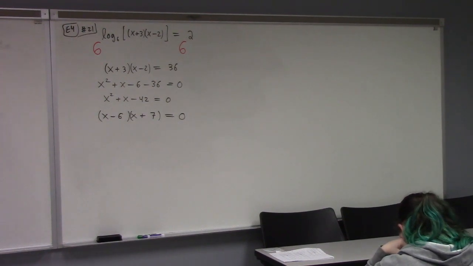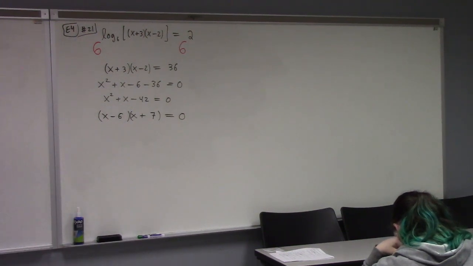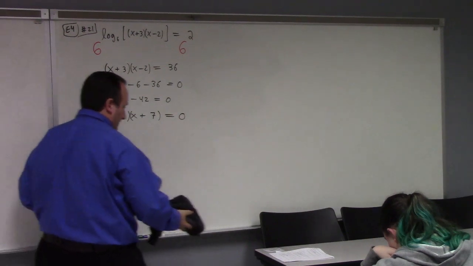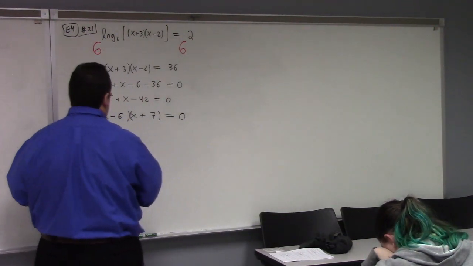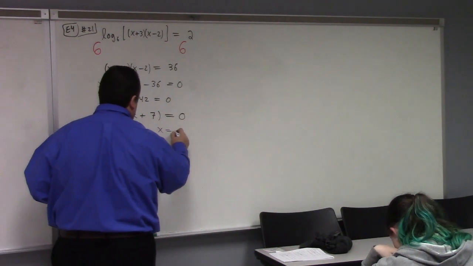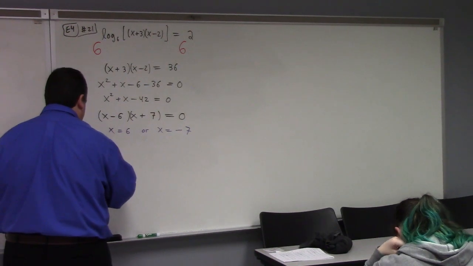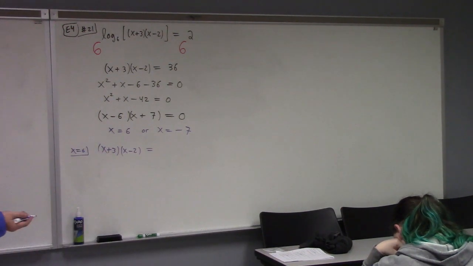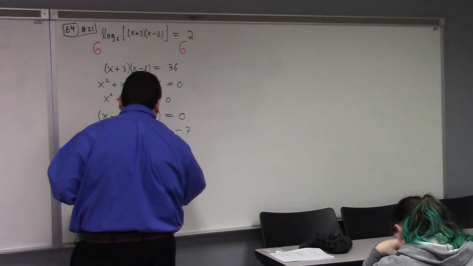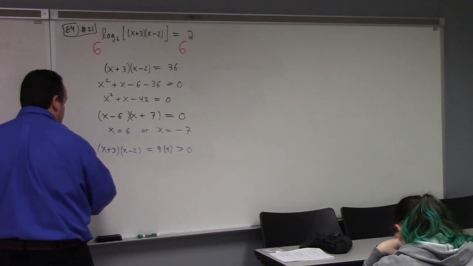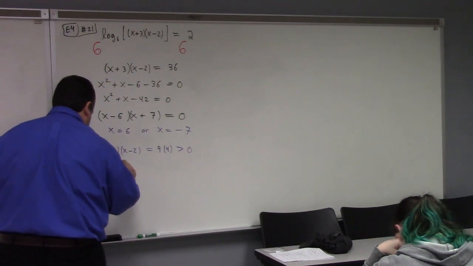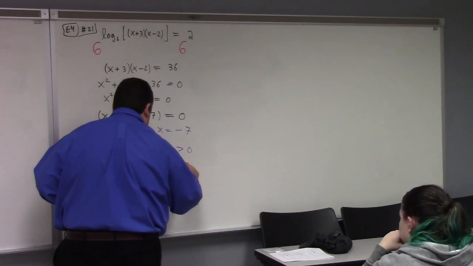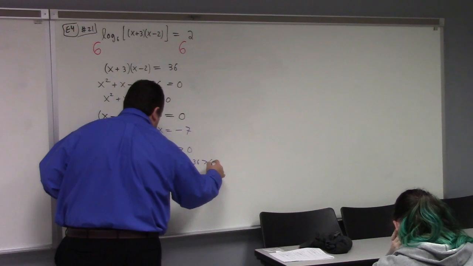Do those make sense if you plug them back in the original equation? I think they do, right? We have x = 6 or x = -7. Notice x + 3 times x - 2. If we put x = 6, we get 9 times 4, which is positive. If we put x = -7 into x + 3 times x - 2, we get -4 times -9, which is again 36, still positive.